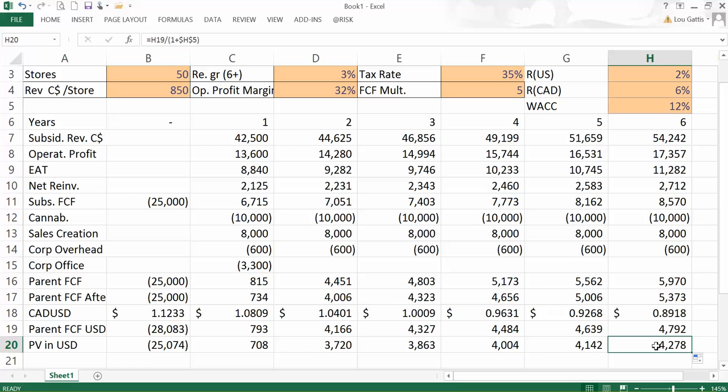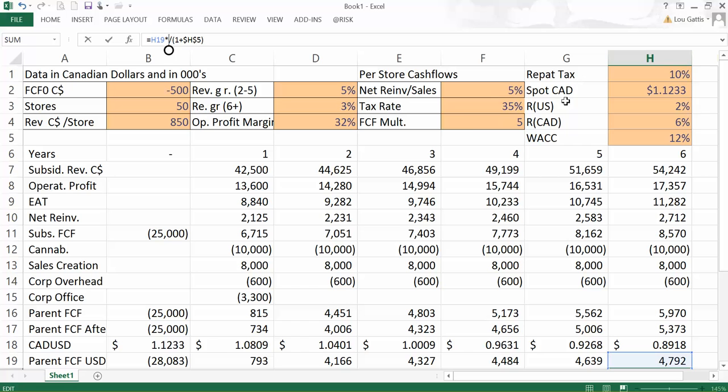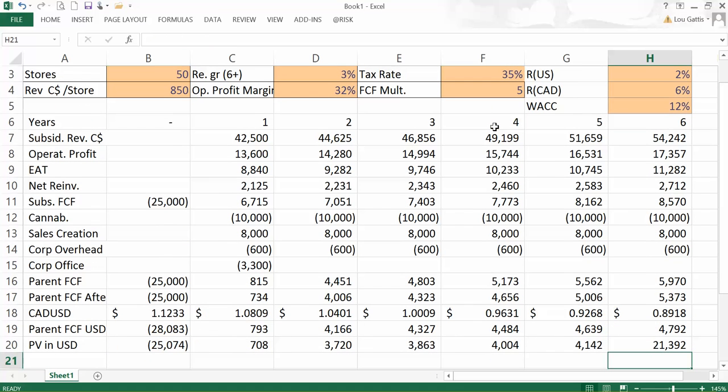Except in the last year, I had to make one adjustment. This one has a terminal value equal to 5 times free cash flows. So I'll take the final cash flow and multiply times the free cash flow multiple. Make sure you don't type in 5 here and you type in the reference to the cell, because we're going to change that later. And now you have the present value of all cash flows. I can calculate an NPV by summing all those.